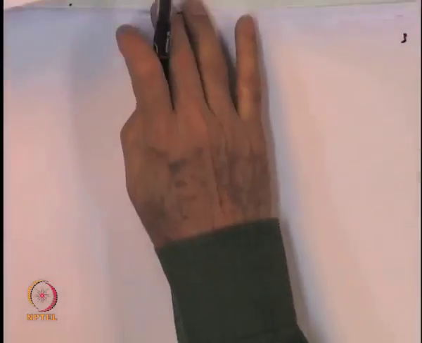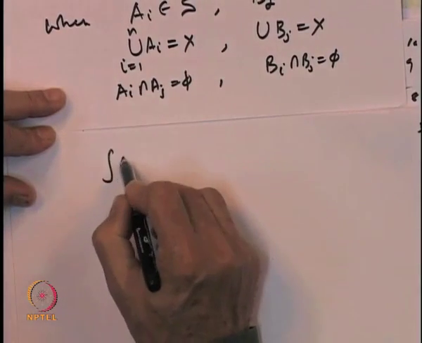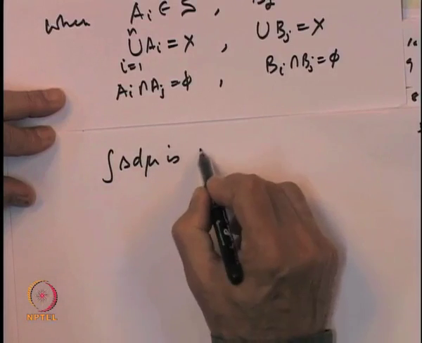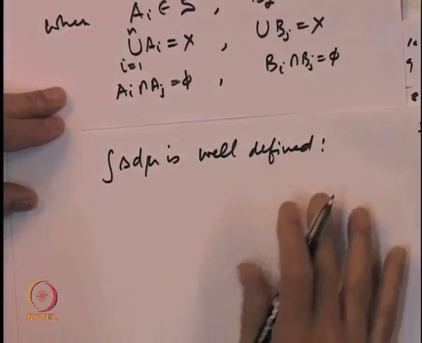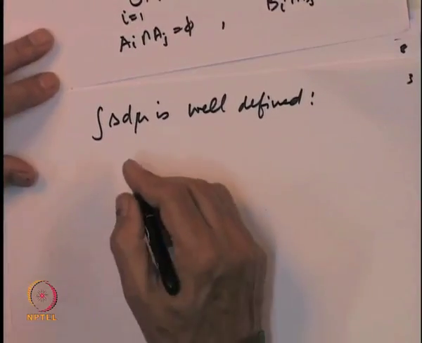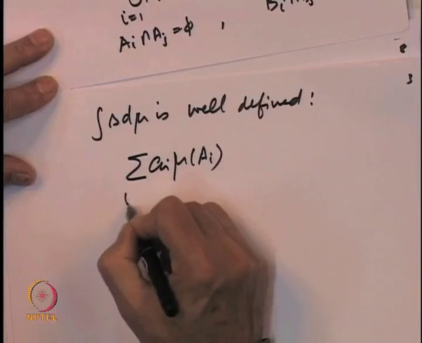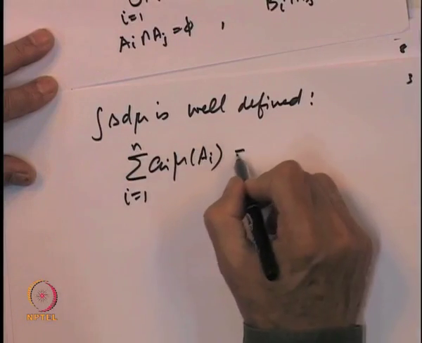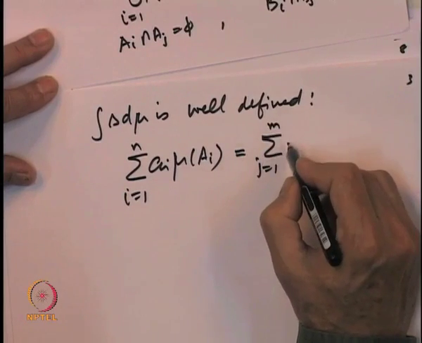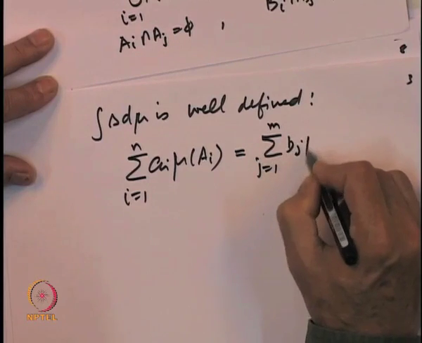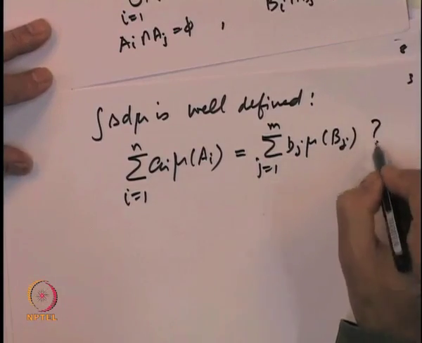So, what do we want to show? We want to show that the integral of S dμ is well defined, and that means what? Mathematically that means we have to show that the sum of a_i μ of A_i, i equal to 1 to n, is equal to the sum over j equal to 1 to m of b_j μ of B_j. So, this is what we have to show.